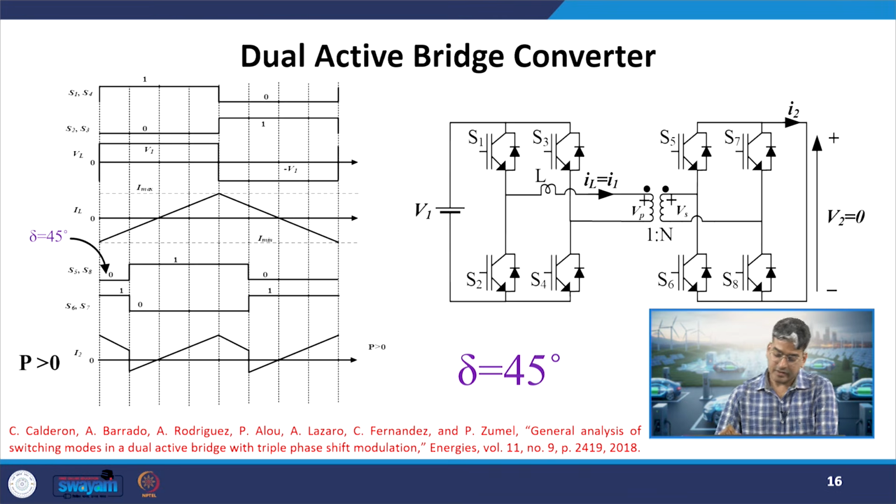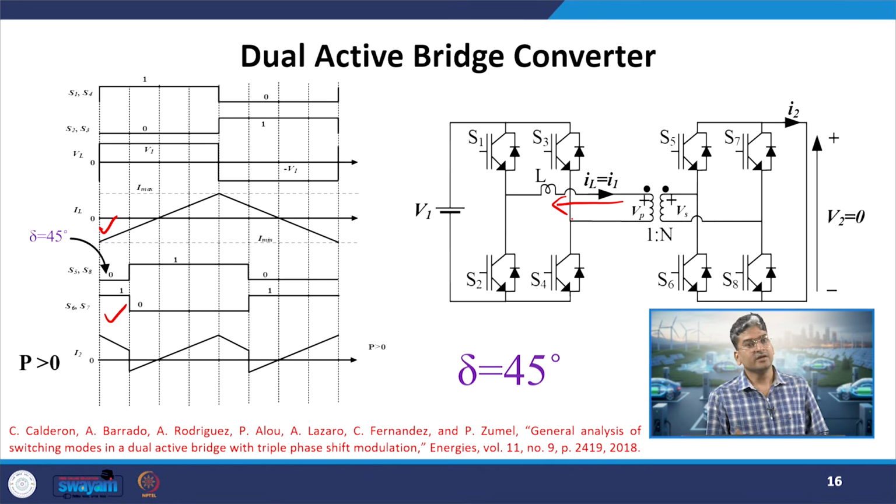Okay. So, for that again we have to go into the basics of our transformer dot convention. Suppose you consider this first division, where IL is negative. What is the meaning of that? It is flowing in this way. It is leaving the dot on the primary side, so it will enter the dot on this side.